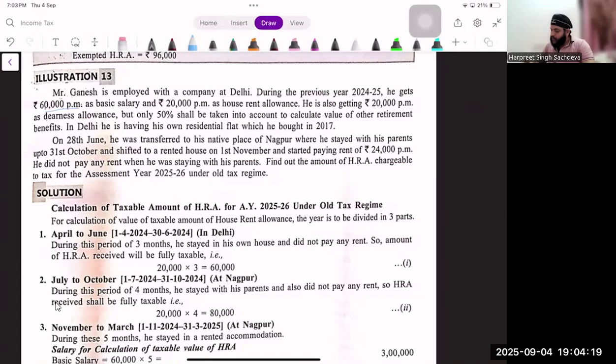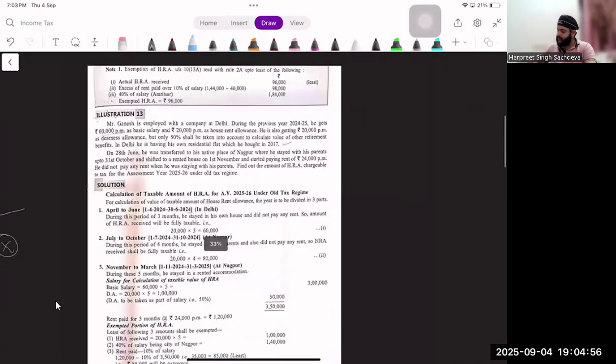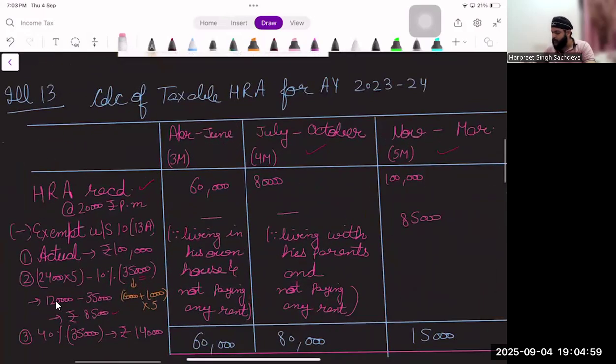Since he was employed at Delhi, and in Delhi he is having his own flat, the question says that. So he would be living in his own flat, means he is not paying any rent. Agree? First point. He is not living in a rented house. So April, May, and June: at the end of June, he transferred to his native place of Nagpur. Means April, May, June, he was living in Delhi in his own house without paying any rent. This is the first portion we have to split, the first 3 months.